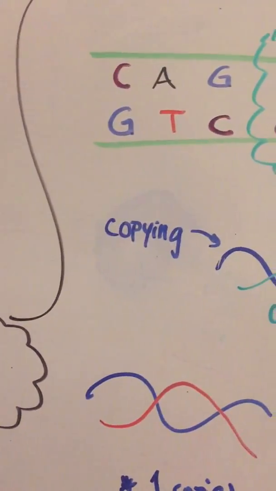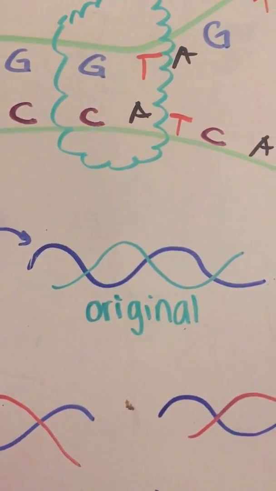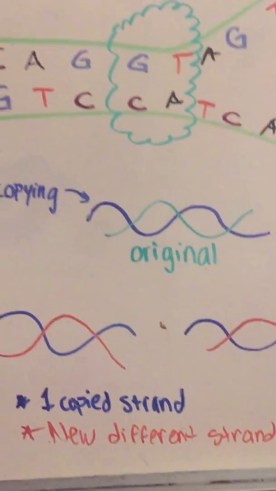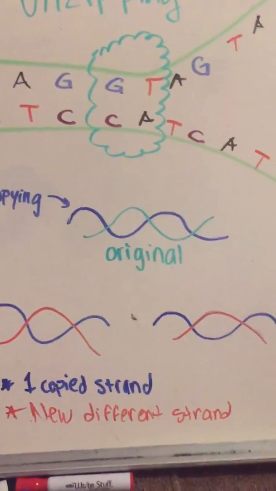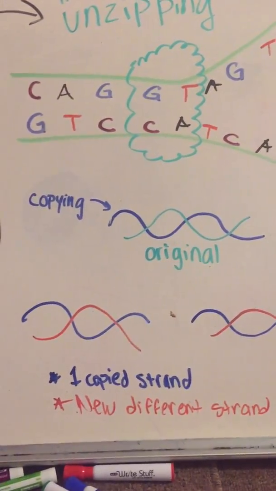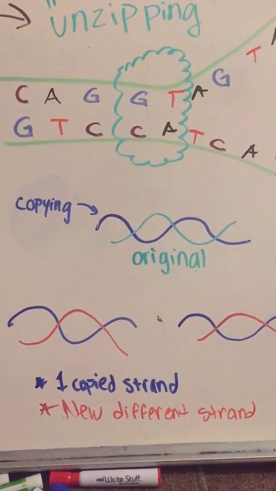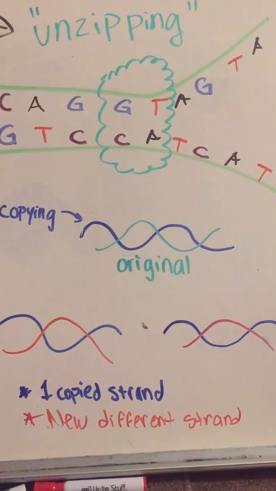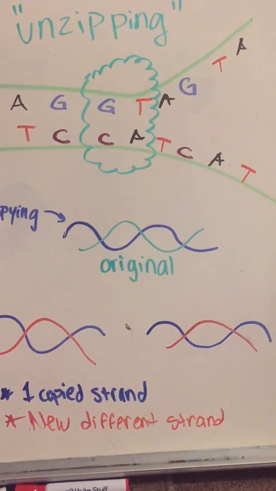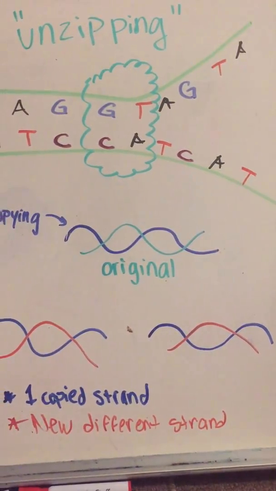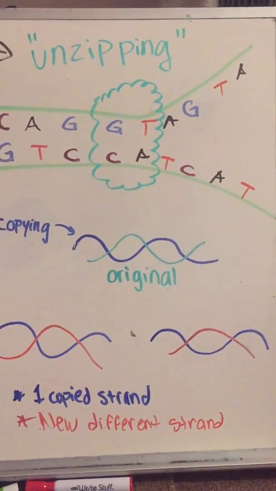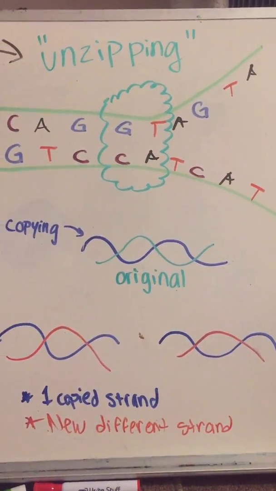end up copying one strand, which in this case is the blue one, and it's gonna give us two different DNAs. As we can see, the blue one is gonna be the copied strand, and it's gonna create a new different strand, which I represent in this drawing with the red color.